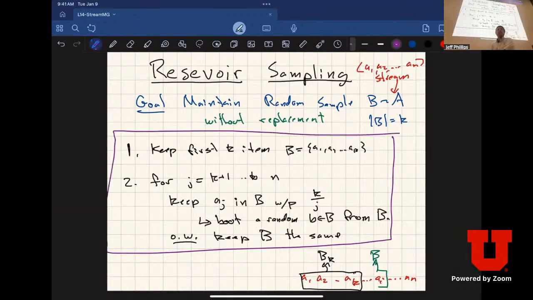Okay, so this is the reservoir sampling algorithm. Every time I see a new item, I flip a coin, I keep it with k over j. As j gets bigger, the probability of keeping it decreases.